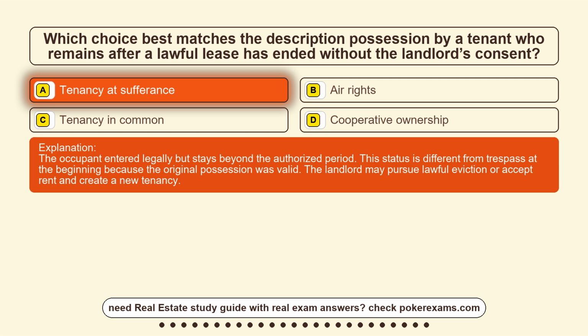The occupant entered legally but stays beyond the authorized period. This status is different from trespass at the beginning because the original possession was valid. The landlord may pursue lawful eviction or accept rent and create a new tenancy.